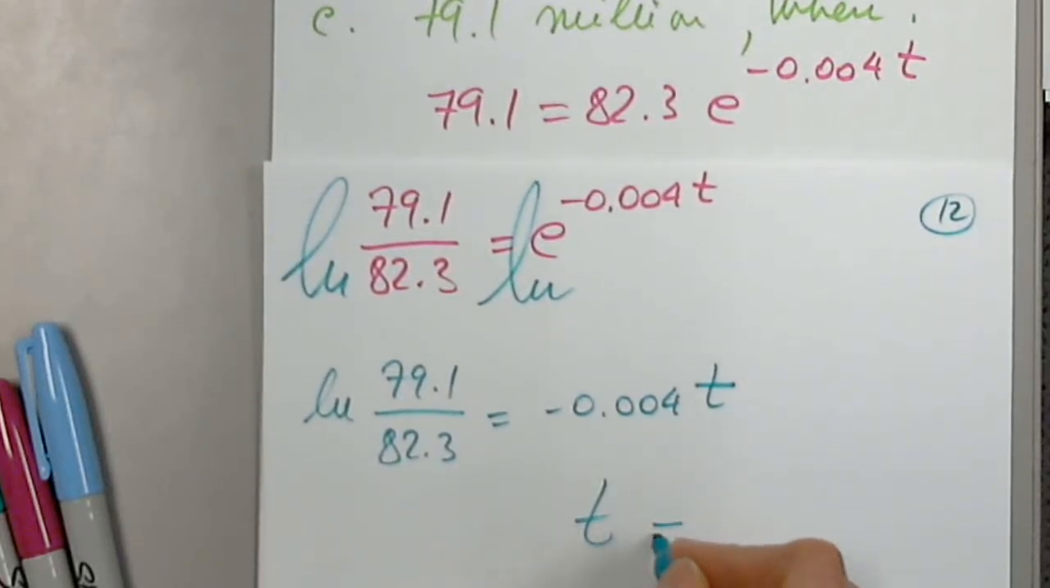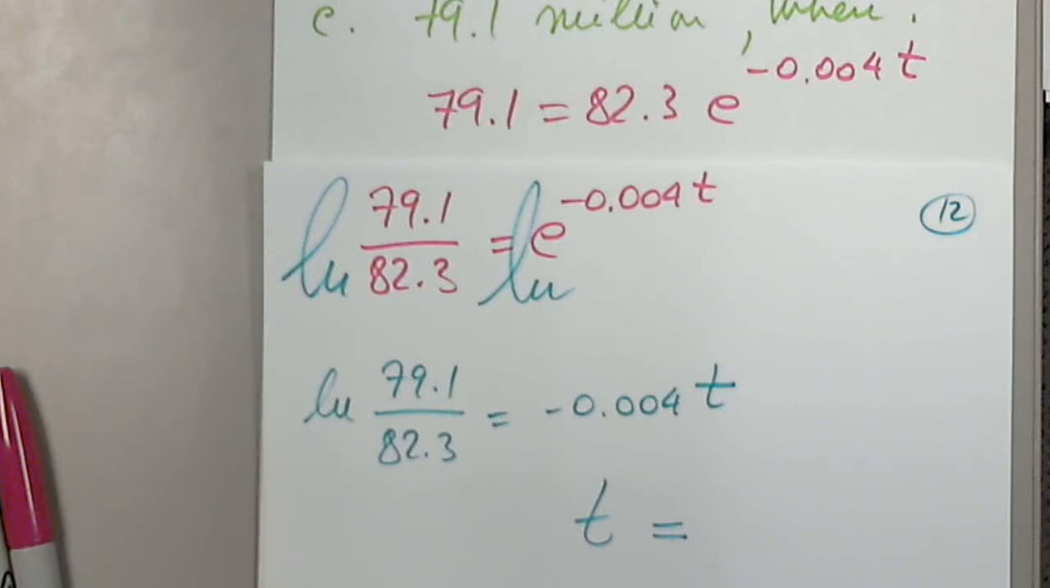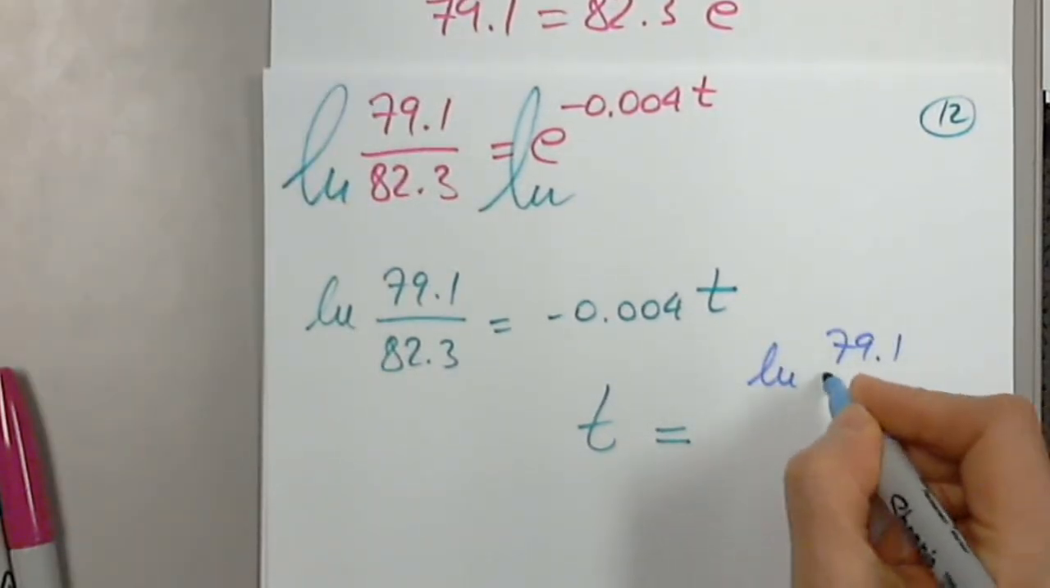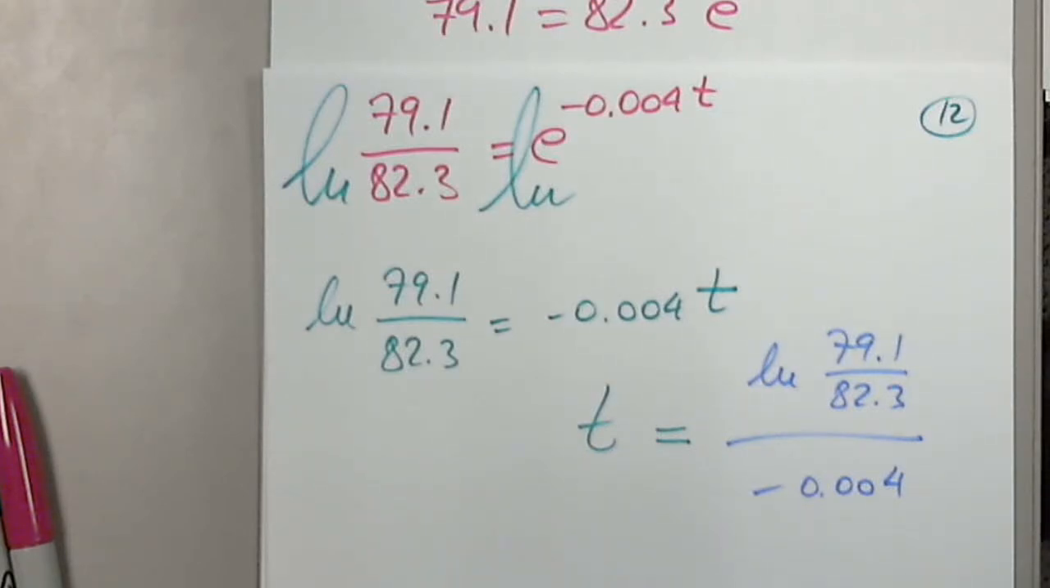Final step, I have to solve for t. What do I have to do to both sides to solve for t? Divide both sides by negative 0.004. This is really just multiplying by 4,000, only if you multiply top and bottom by 1,000. And then you still have to divide by negative 4. But there is no need to do that.